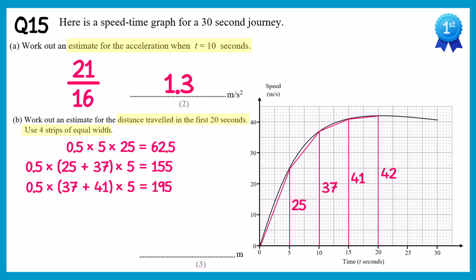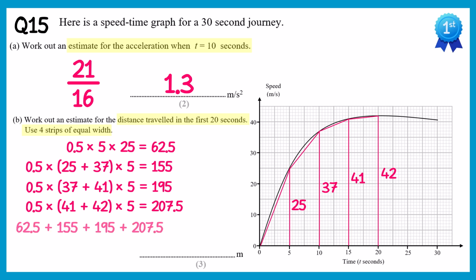In your calculator, this will give you 195. Then we move on to the final strip, which is also a trapezium, so 1/2 times the sum of the parallel sides, which are 41 and 42 this time, and then times by the height, which is the width, which is 5. And on your calculator, this gives you 207.5.